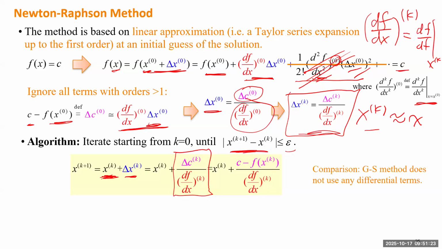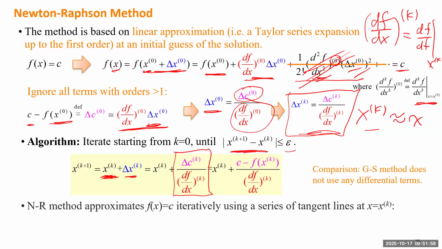Okay, so if we compare this iteration formula to the Gauss-Seidel method, in the Gauss-Seidel formula we didn't use any derivative at all. So the Gauss-Seidel method does not use any differential term. The differential term just gives you the slope of how the function may change. So if you start from some initial guess, based on the slope, you can guess in which direction you can converge to the true solution. But the Gauss-Seidel method doesn't use any differential information.